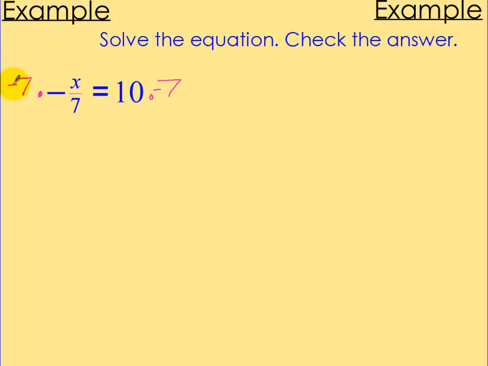So what happens is a negative times a negative turns into a positive. So those negatives cancel out. And then the 7 divided by 7, that cancels out. So I'm left with x equals 10 times negative 7 is negative 70. So that's my answer. Let's check it out.